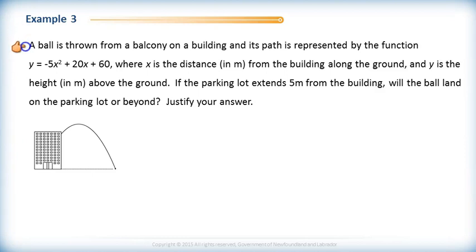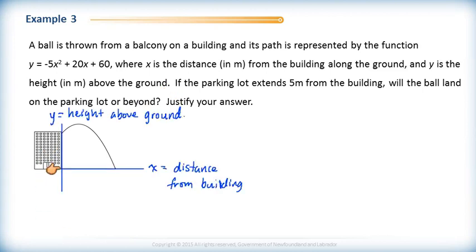Here's a question from the June 2014 Common Final Exam. A ball is thrown from a balcony on a building and its path is represented by the function y equals negative 5x squared plus 20x plus 60, where x is the distance in meters from the building along the ground, and y is the height in meters above the ground. If the parking lot extends 5 meters from the building, will the ball land on the parking lot or beyond?